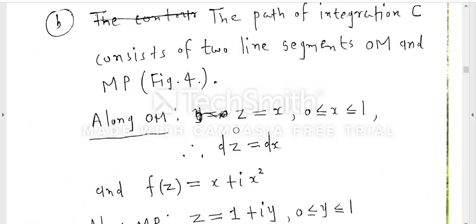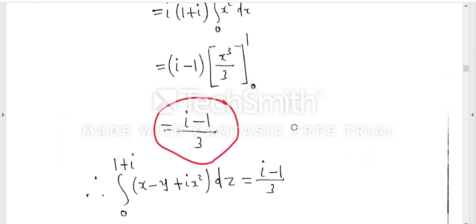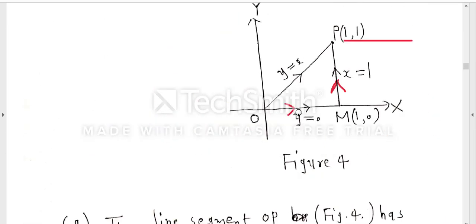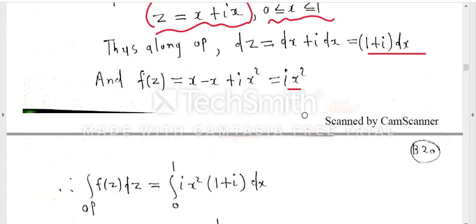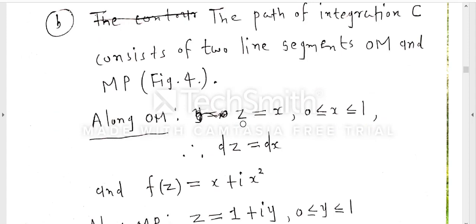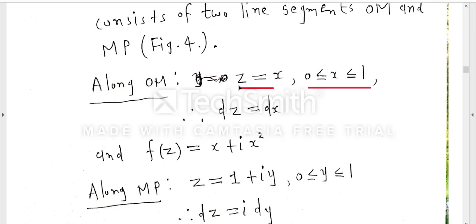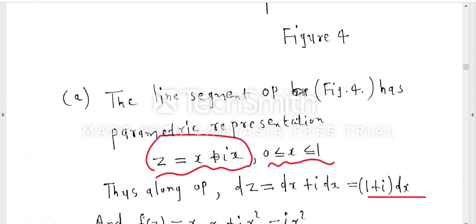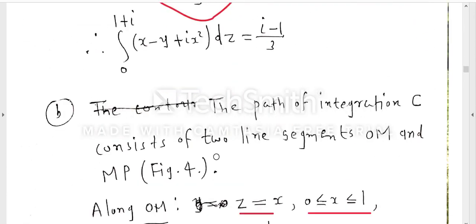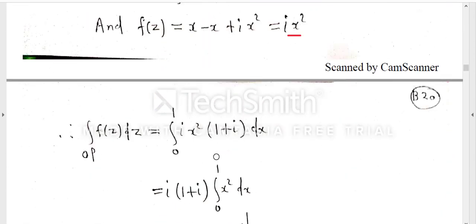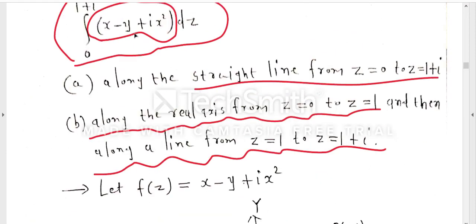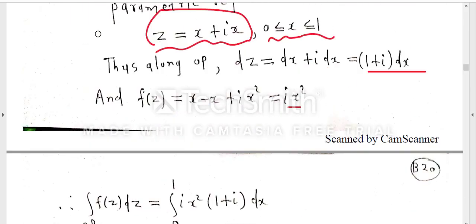So along OM, y is 0. So z will be x plus i y, that is z will be x. So we put z equal to x along OM, and x is from 0 to 1 along OM. So the function f of z, put z equal to x along OM, y is 0. So here we put y equal to 0. So f of z will become x plus i x square.